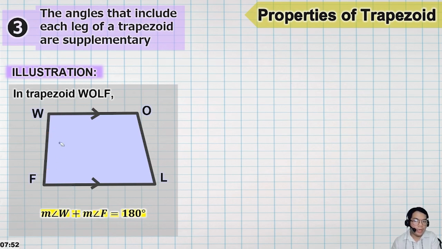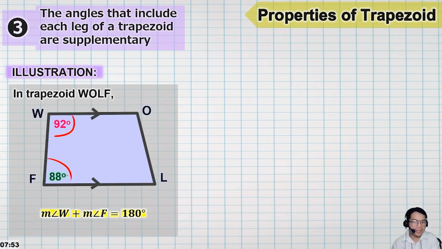Ibig sabihin, pag pinag-add mo daw itong angle W at saka itong angle F, they will be equal to 180 degrees. So, for example, angle W is equal to 92 degrees. Si angle F ay magiging 88 degrees. Remember, hindi applicable dito yung properties na pinag-aralan natin sa parallelogram. Kaya hindi nyo pwedeng sabihin, ay sir, consecutive angles yan eh. Supplementary talaga sila. Dito, hindi na consecutive angles yung tawag sa kanila. Yan, specifically, these angles that are included by each leg are supplementary.